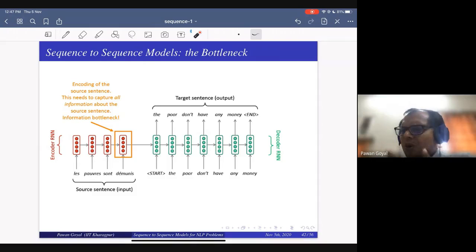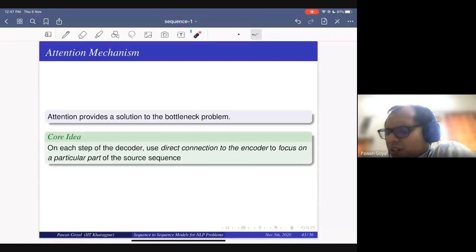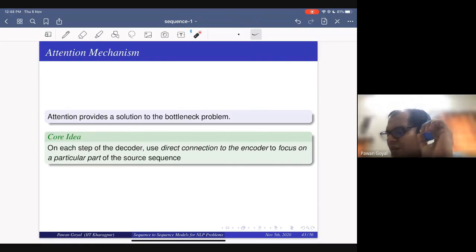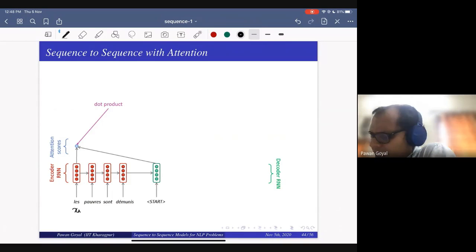Now, how do I tackle this bottleneck? For that, there's a very nice proposal of using the attention mechanism. So what is the idea? On each step of the decoder, can you use a direct connection to the encoder hidden states, so that you can focus on specific parts of the input rather than always focusing on the final encoding? Can I also focus on different inputs? So in practice, how does it happen? Suppose this is my input, let's say x1, x2, x3, x4, and this gives me hidden states h1, h2, h3, h4.